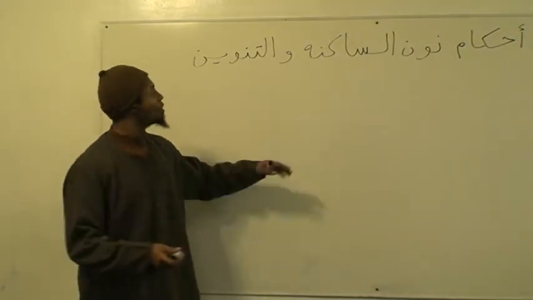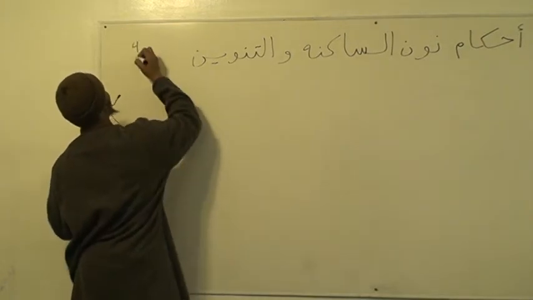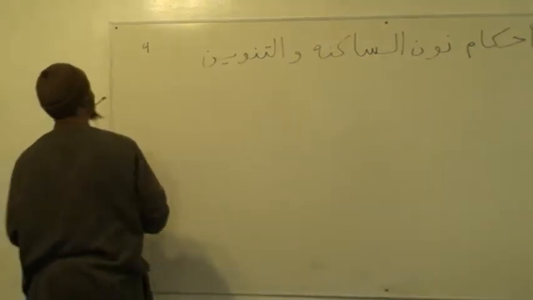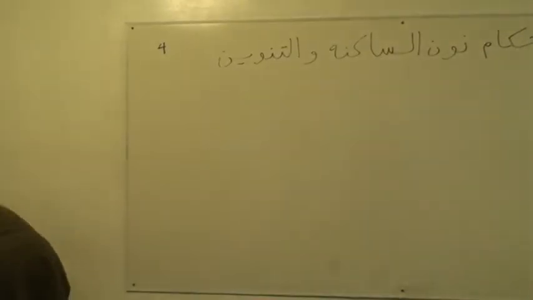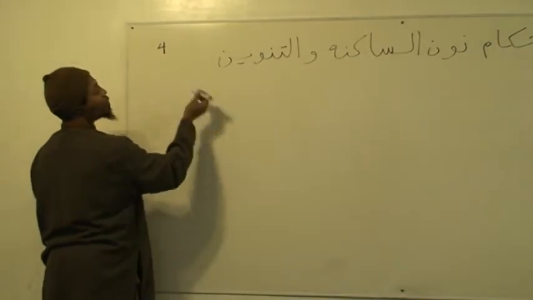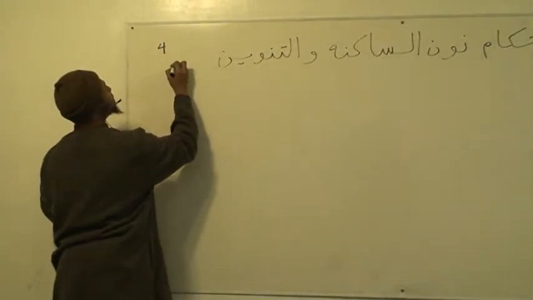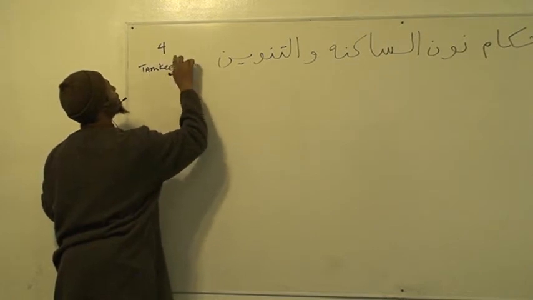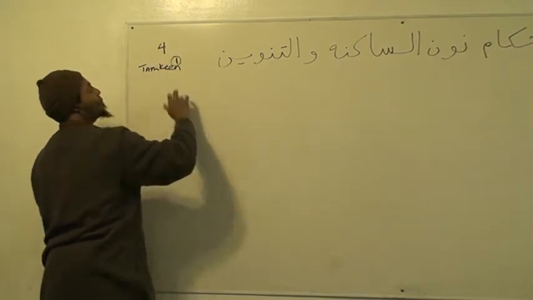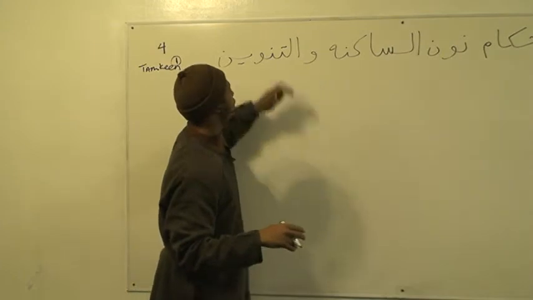And so first of all, I said there's 4 types of tanween. This pen is not that great. Anyway, there's 4 types of tanween. The first is tamkeen, which is the main one that people see all the time, and that's the first one we're going to deal with. Here, we're going to show you what it looks like.